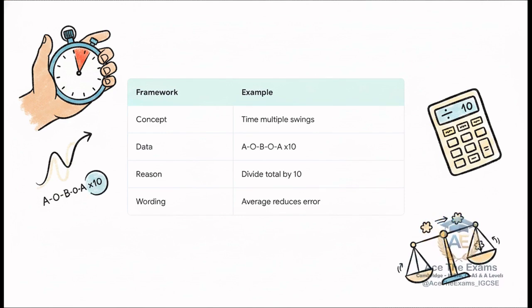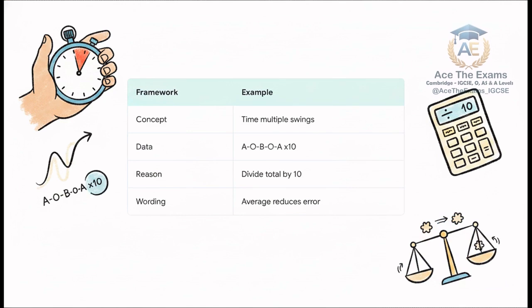Concept: time multiple oscillations. Evidence: A to O to B to O to A, repeated 10 times. Reasoning: divide total time by 10. And examiner wording: you clinch the final mark by writing, calculate average to reduce uncertainty.